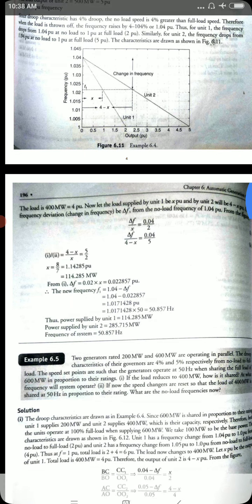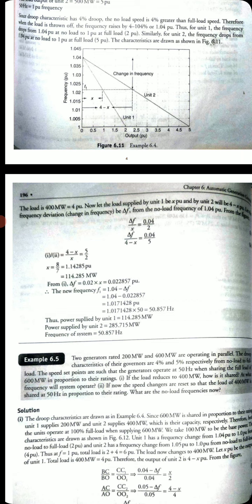Now what is delta f? Delta f is 0.02 into x, because we know that 0.02 of x is 0.022857 per unit. The new frequency f1 can be given by 1.04 minus delta f, the change in frequency or frequency deviation. We will get 1.017 per unit, which is multiplied by 50. We are going to get 50.857 as the frequency in hertz.